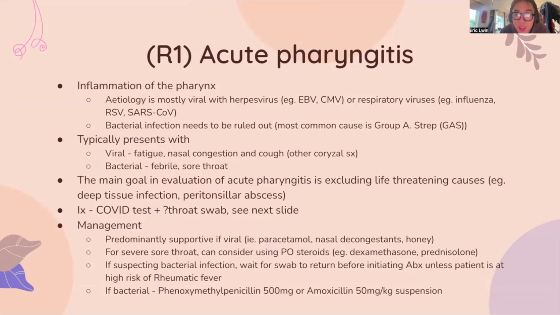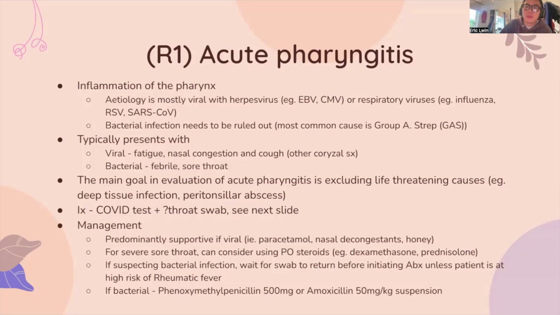Bacterial infections do need to be ruled out, and the most common cause is group A strep or GAS, which is just an abbreviation of that, or Strep pyogenes, and it typically presents with viral symptoms like fatigue, nasal congestion, and cough.